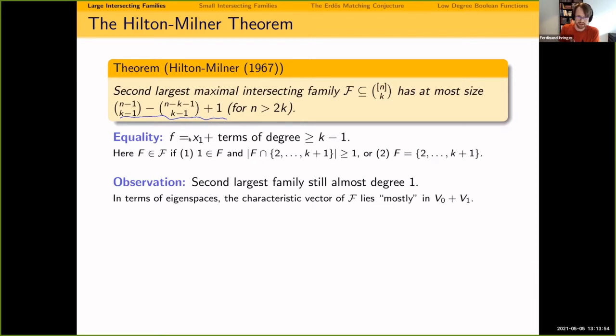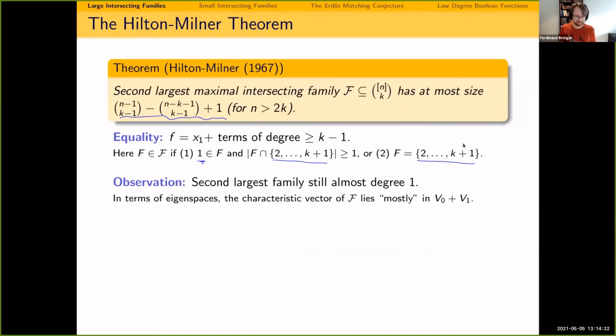And equality, except for some cases, we have for the same example that I showed you earlier. So we take all k-sets which contain one fixed element 1 and meet the elements 2 to k plus 1 in at least one element, or we have the k-set that contains the next k elements, excluding the first one.